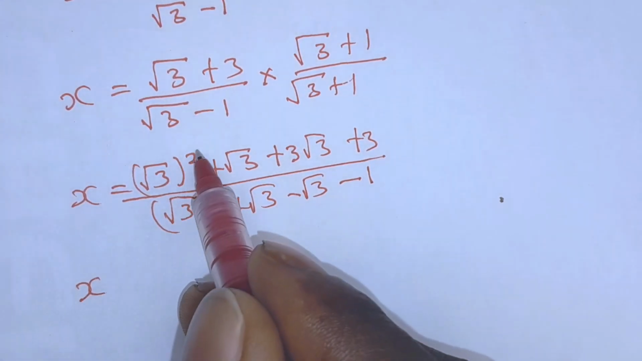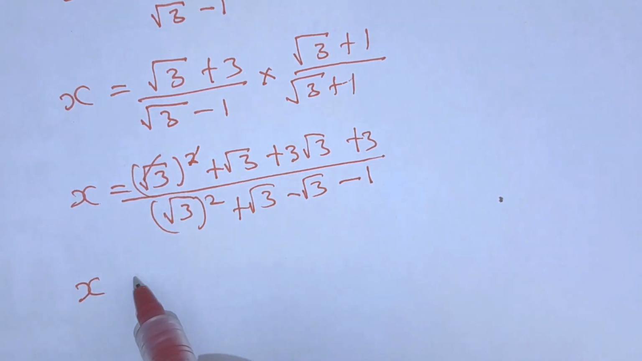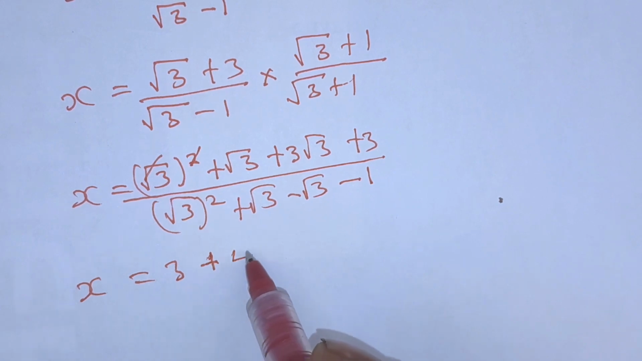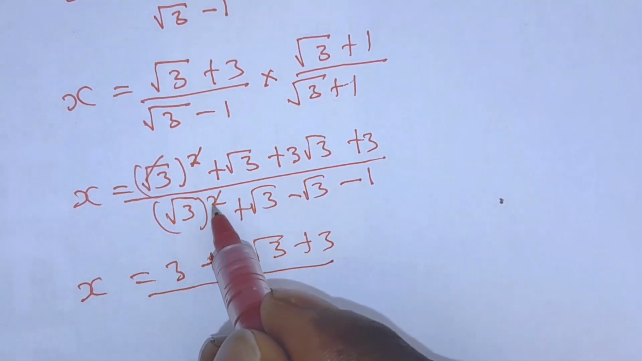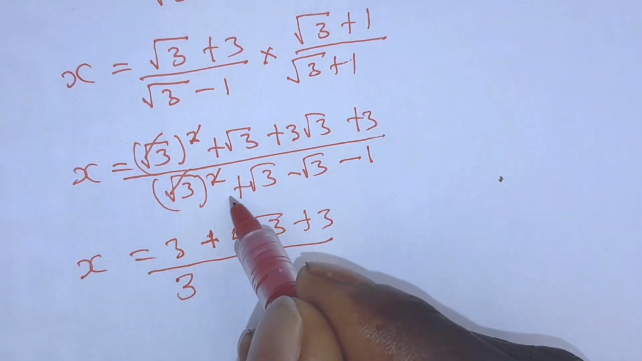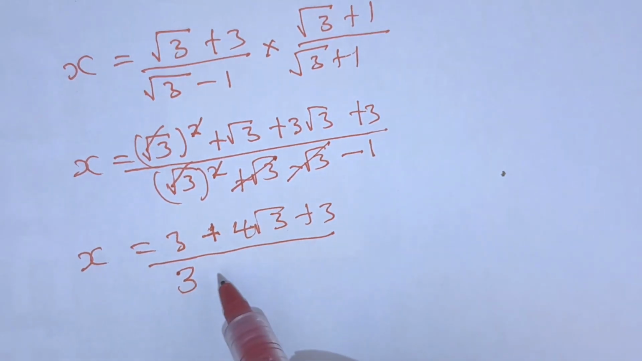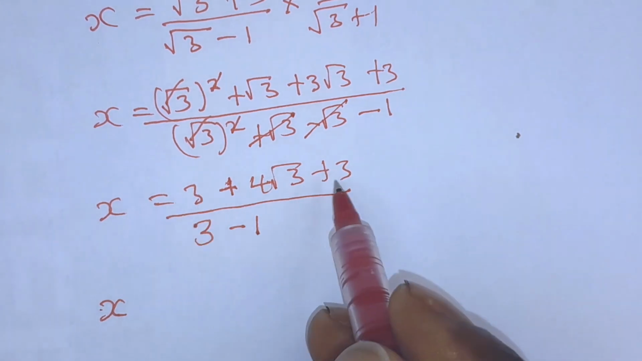So let's simplify. This squared gets cancelled with this square root. Our root 3 plus 3 root 3 is, we have what? We have 4 root 3 plus 3, all over, this square gets cancelled with this square root, we have 3. This root 3 gets cancelled with this minus root 3. We have minus 1 here, which is equal to 3 plus 3.